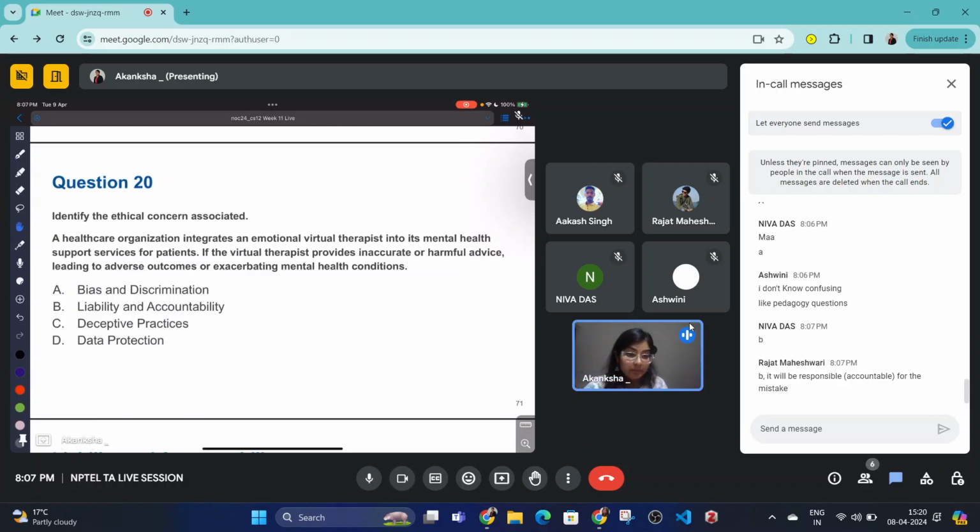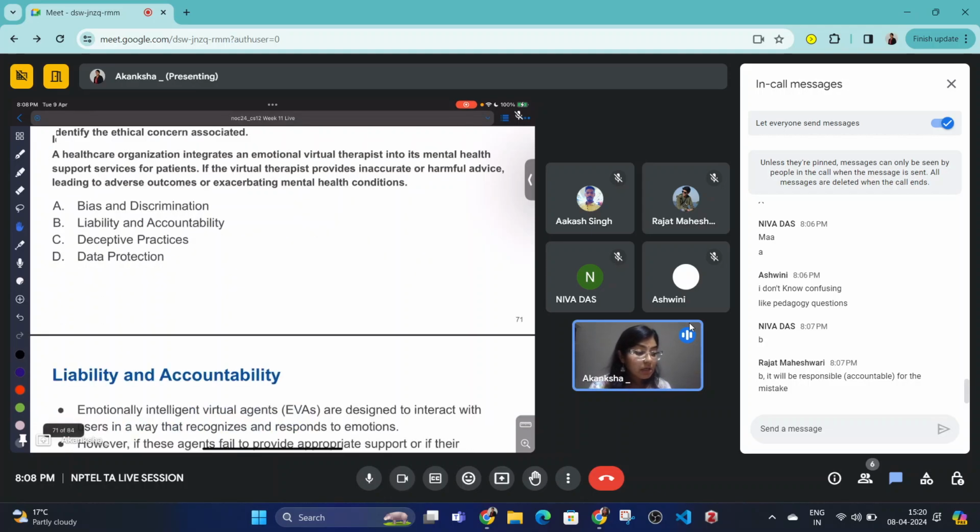Yeah, Rajat, you're correct. Neema ma'am, you're correct. B is the correct option because in this case, if you see, the virtual agent provided wrong information. Suppose a person is already suffering from mental health issues and you're poking them to do something wrong, maybe something physical harm to yourself, like there can be so many scenarios. In that case, what will we do? We want some liability and accountability. If the virtual assistant is giving us wrong advice, it will adversely impact the mental health. It will worsen it, and we need some kind of legal action for that.